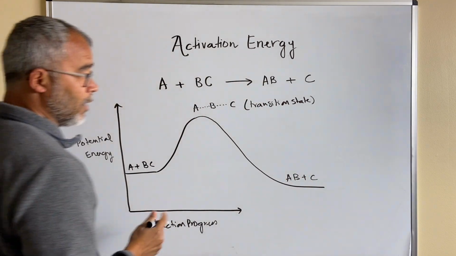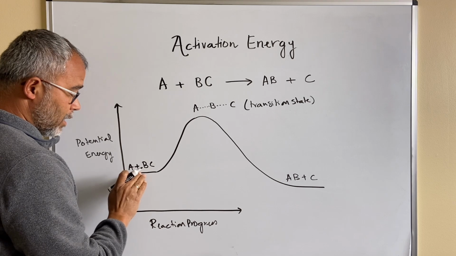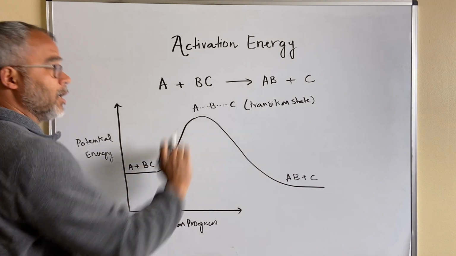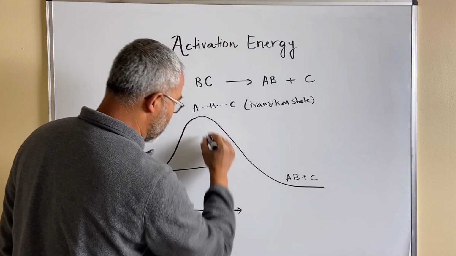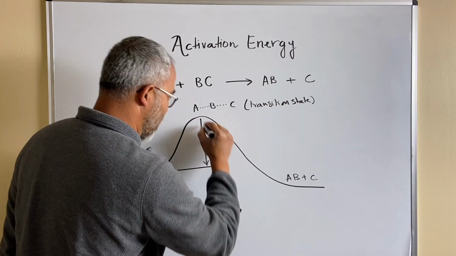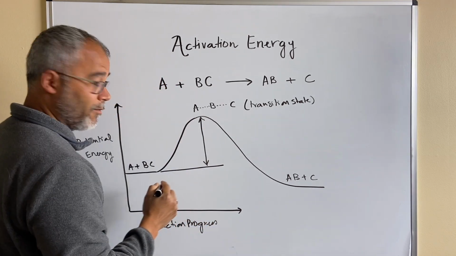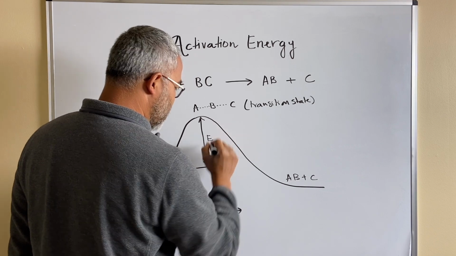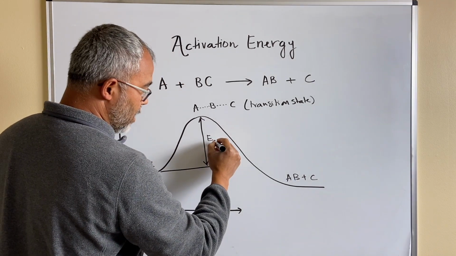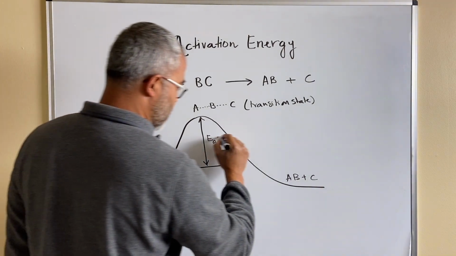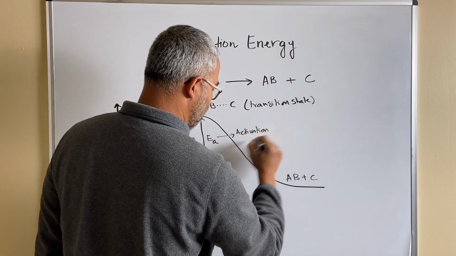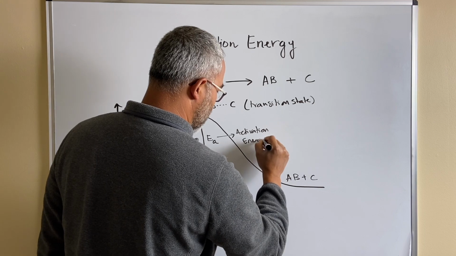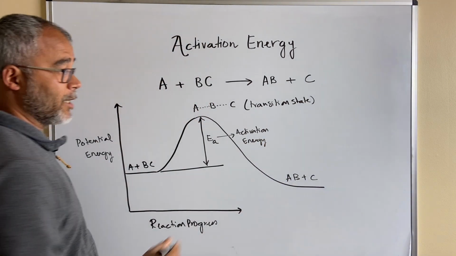Now the amount of energy that A plus BC go up by to achieve this transition state is the activation energy. We can map that out here. That is my activation energy, denoted by a capital E subscript A. Now, a couple of things about activation energy.